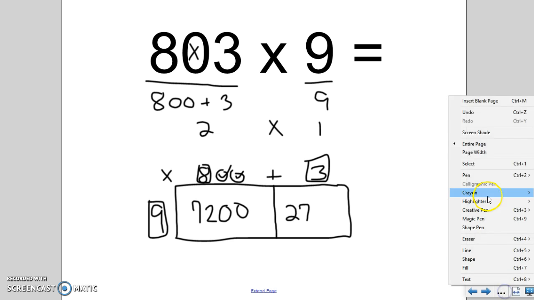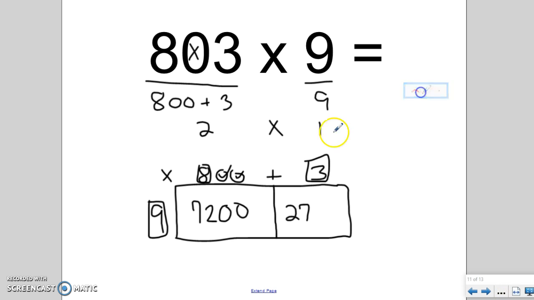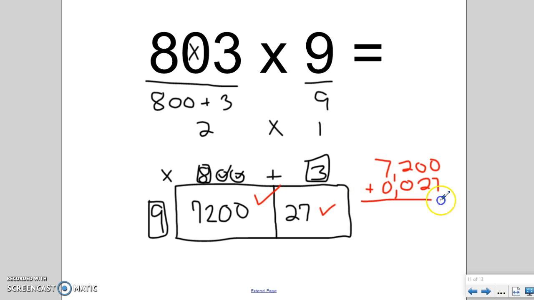So at this point, I know the different parts of my answer are 7,220. So I'm going to go ahead and write that in. And the other part of my answer is 27. I need to make sure I line that up correctly in the tens and ones. I don't have any hundreds in this part, and I don't have any thousands. So I'm going to go ahead and add these pieces together to get the whole thing.